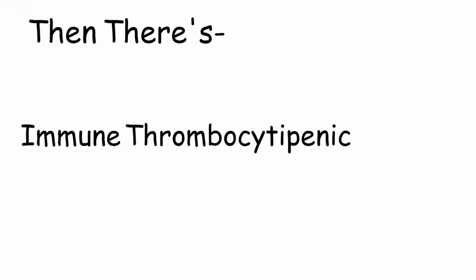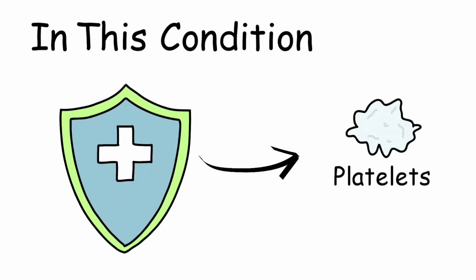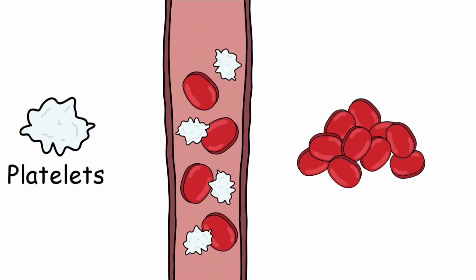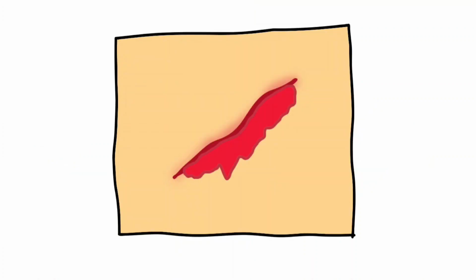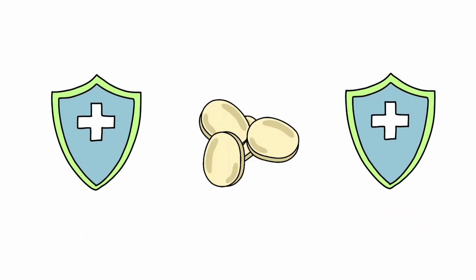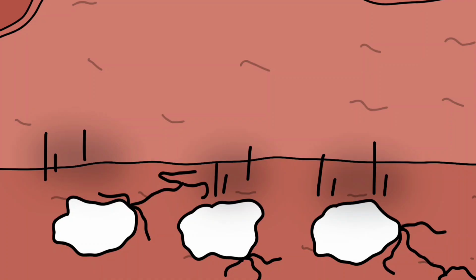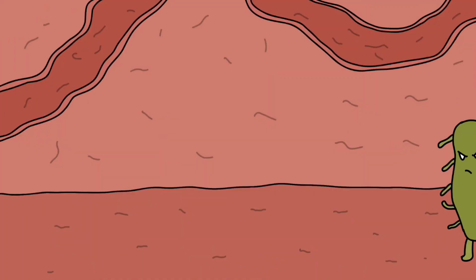Then there's immune thrombocytopenic purpura, or ITP for short. In this condition, your immune system targets platelets, the little fragments that help your blood clot. With too few platelets, you bruise easily and bleed for longer than normal. Even brushing your teeth can cause unexpected bleeding. And sometimes, autoimmune issues hit the white blood cells, weakening the very soldiers meant to protect you from infection. It's like firing your entire security team, then leaving the doors wide open.